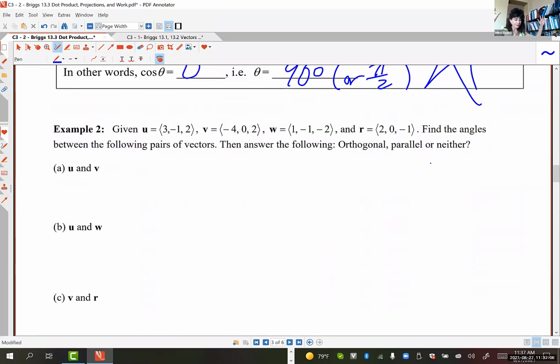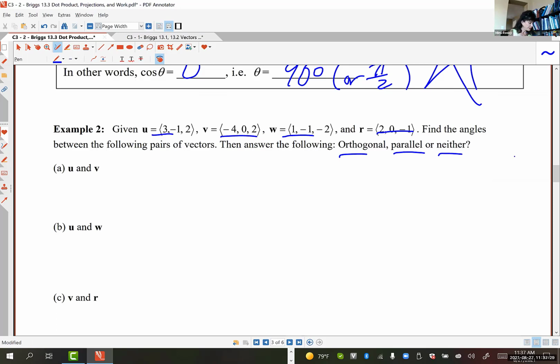Okay, last example of the day. Here we go. You've got a whole bunch of vectors here. Find the angles between the pairs. I'm going to do this quickly because I already supplied the answers below. After you figure out the angle, answer this question: orthogonal, that means 90 degrees; parallel, that means 0 or 180 degrees; or neither.